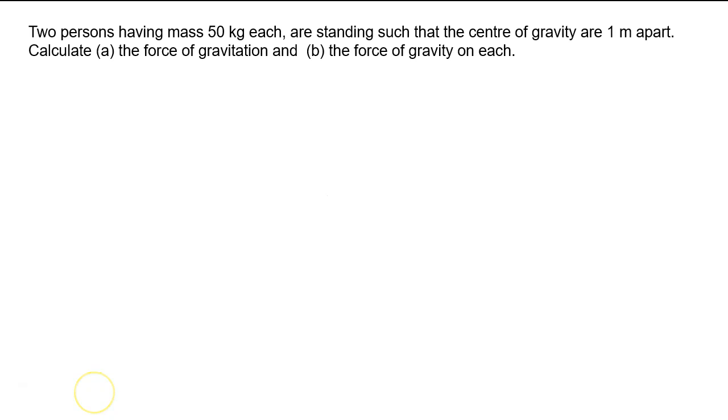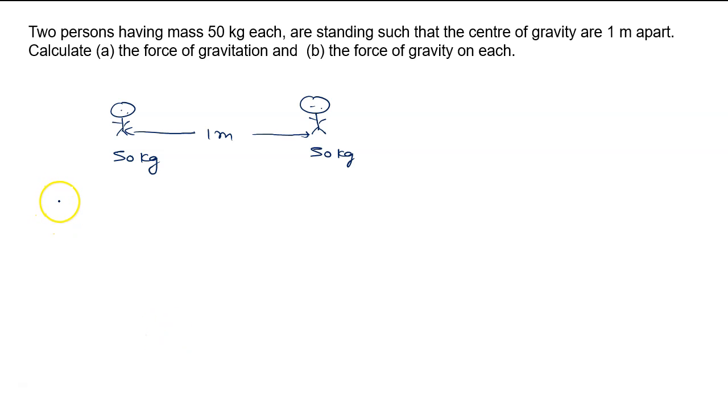Illustration. Two persons having mass 50 kg each. Let there are two persons, their mass 50 kg each, standing such that the center of gravity are 1 meter apart. Center to center distance is given to us, that is 1 meter. Calculate the force of gravitation and force of gravity on each.